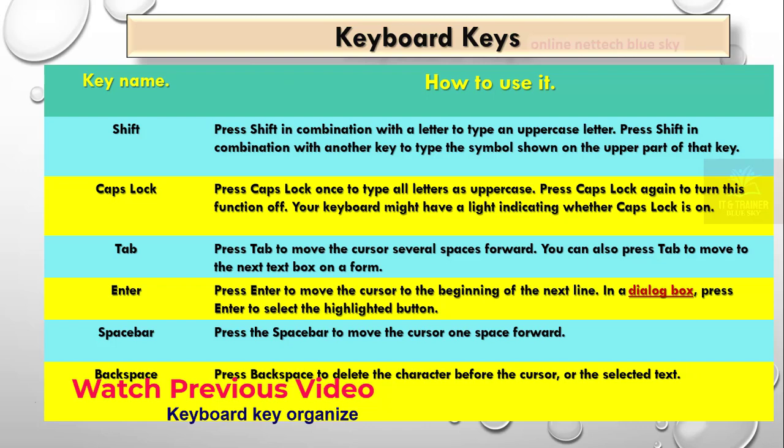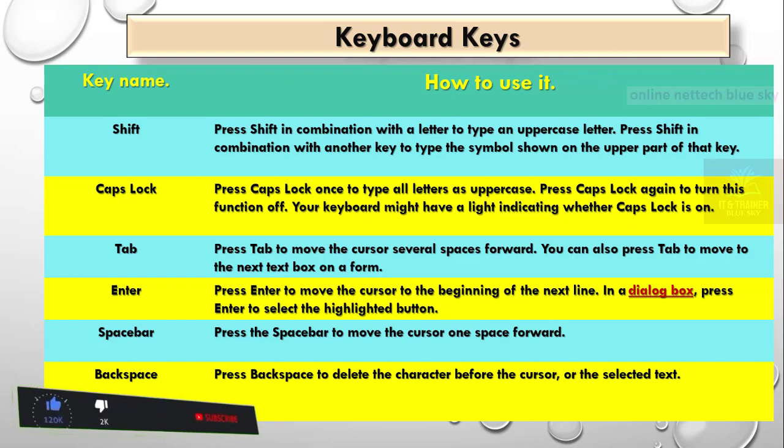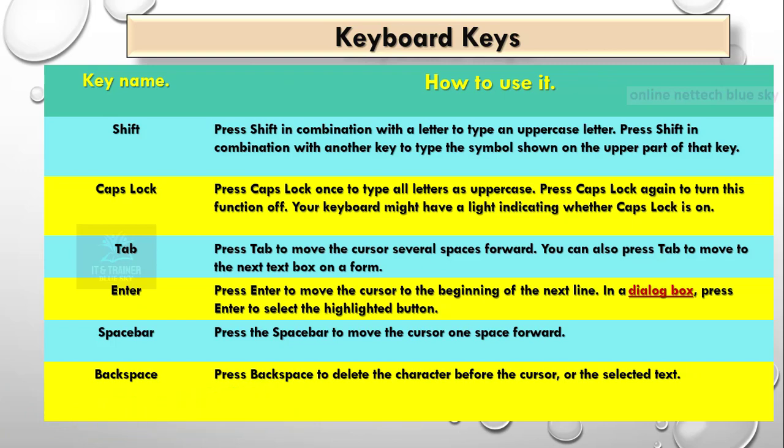You press caps lock to change lowercase to uppercase, and press caps lock again to switch it off. Some keyboards have a caps lock indicator light, and on some laptops the keyboard does not show a caps lock indicator light. So how do you understand whether caps lock is on? Because when caps lock is on, typing is automatically uppercase.